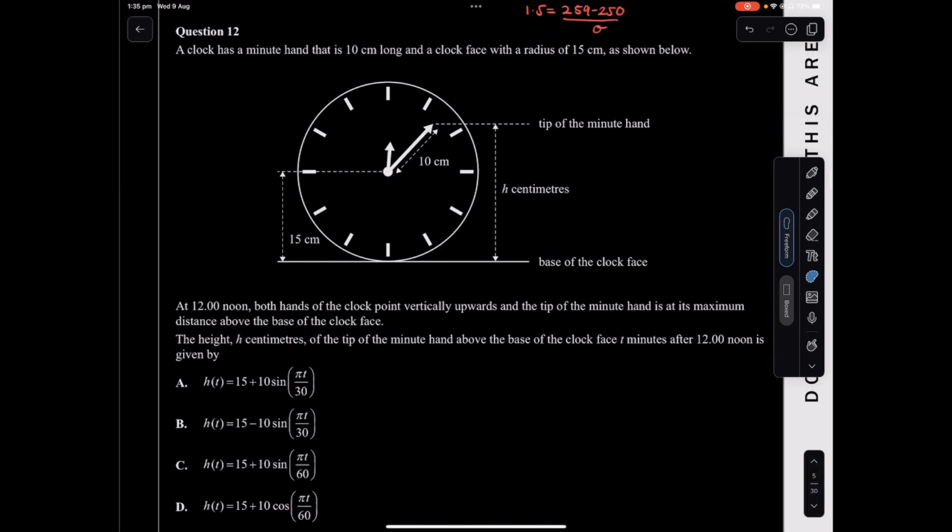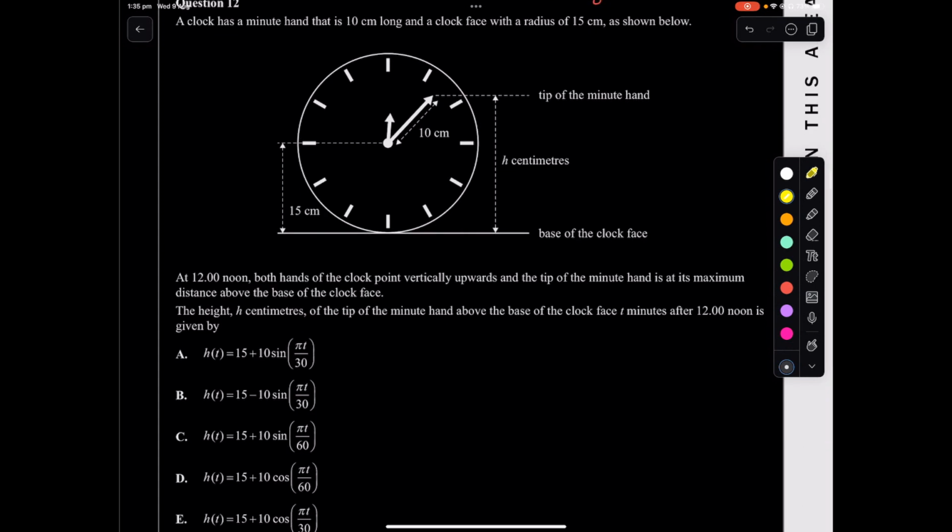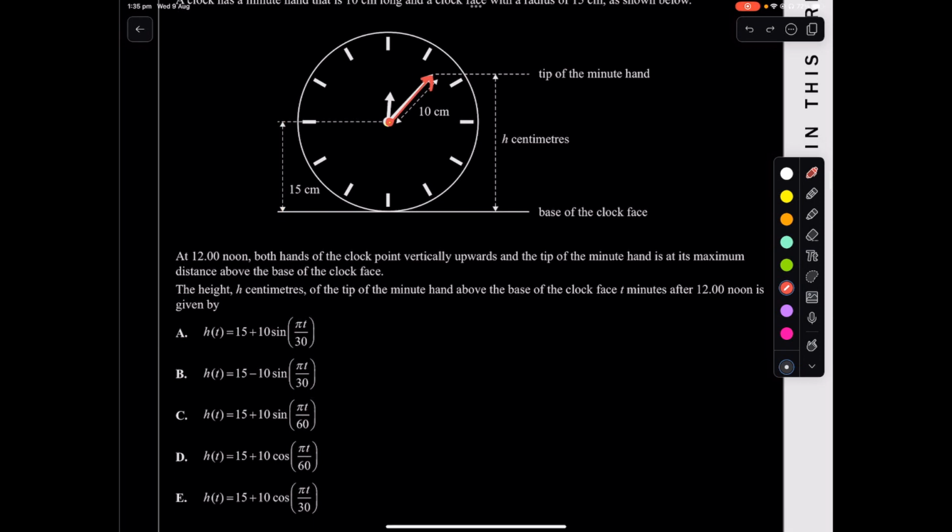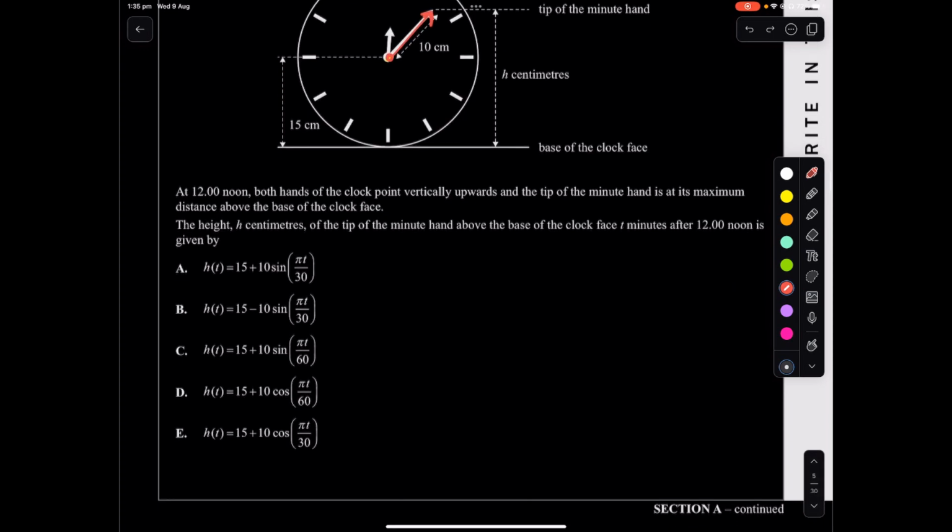Nice. Question 12 says, alright, let me change the color. A clock has a minute hand 10 centimeters long. Okay, so this is your minute hand. Let me just do one color so you can see it. And a clock face with a radius of 1.15 centimeters is shown. So this is your clock. This is the tip of the pen, this is your H centimeters, and the base of the clock face.